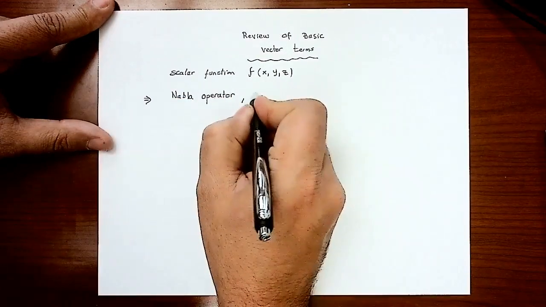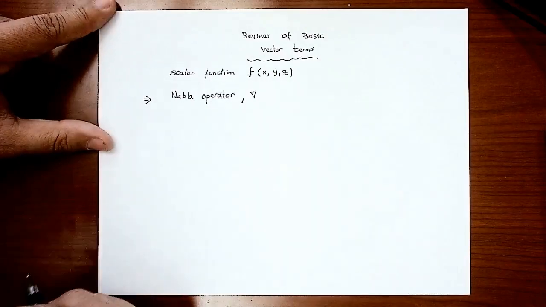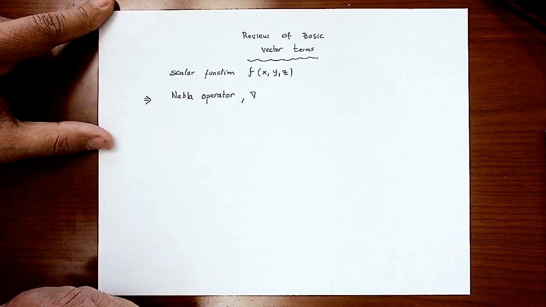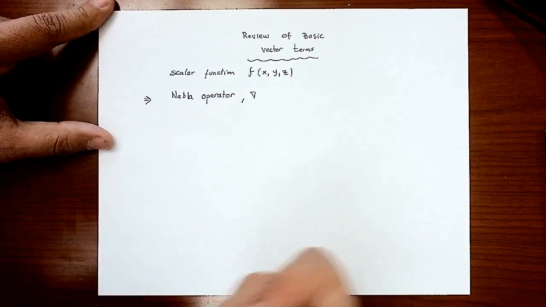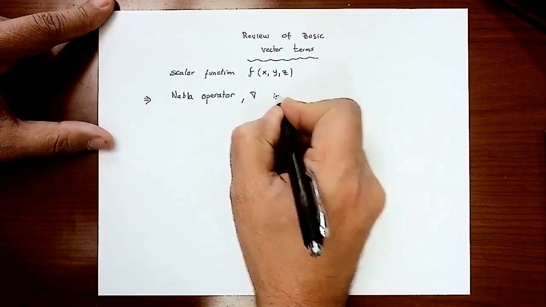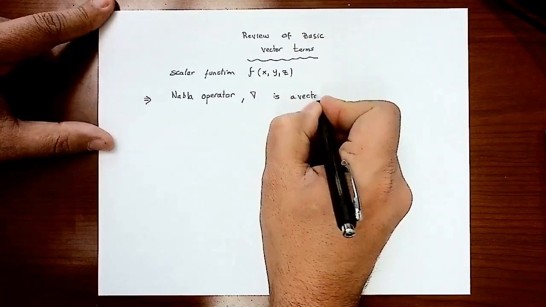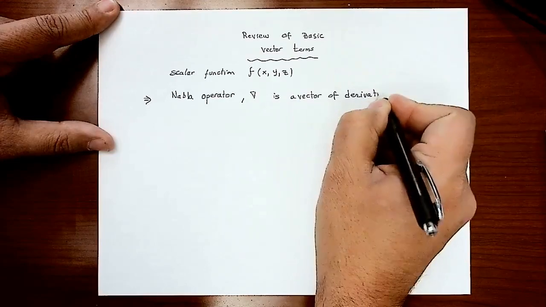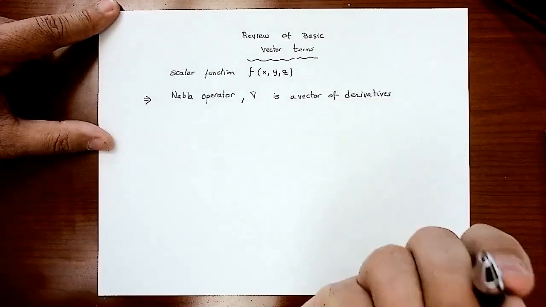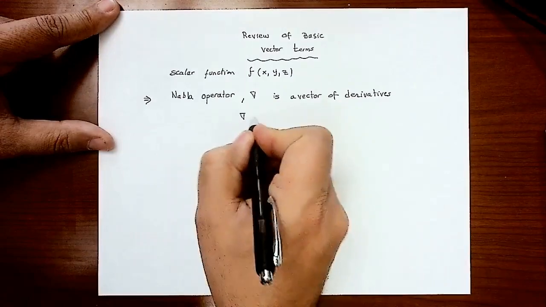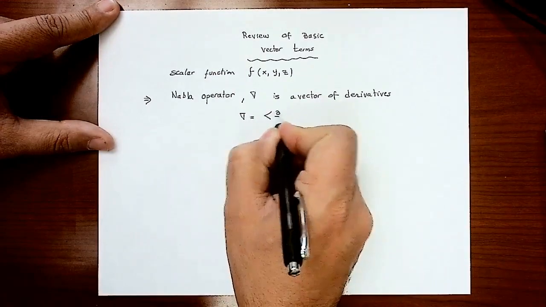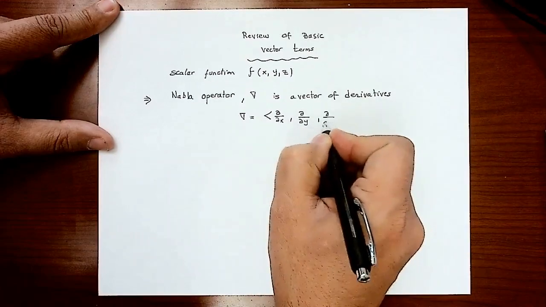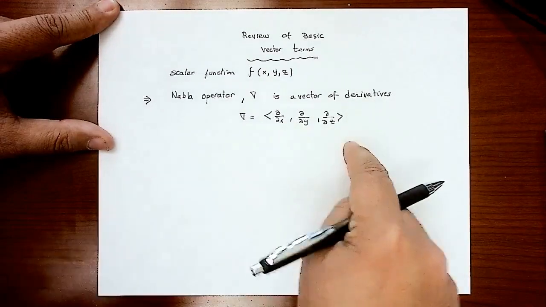The nabla operator usually takes the inverted triangle, and it has the ability to convert a scalar function into a vector function. What's nabla? Nabla is a vector of derivatives. A vector can be written in different formats, so I can say that nabla is partial by partial x, comma, partial by partial y, comma, partial by partial z. That's one way to write the vector format.